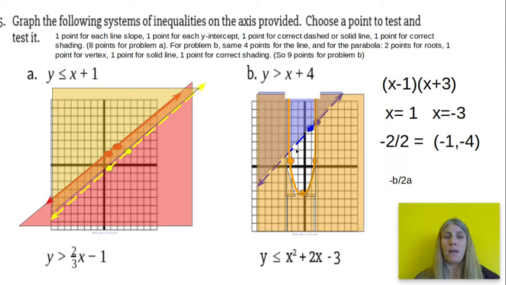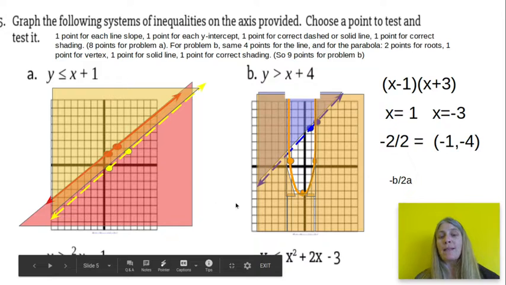Now for B here, for the line, it's going to be the same. You're going to get 1 point for your y-intercept and 1 point for your slope, 1 point for the dashed line, and 1 point for shading above. However, for the parabola, you get 1 point for a root of 1, 1 point for a root of negative 3, 1 point for your vertex, 1 point for the fact that you drew a solid line and you shaded on the outside. So B has 9 possible points in this situation.